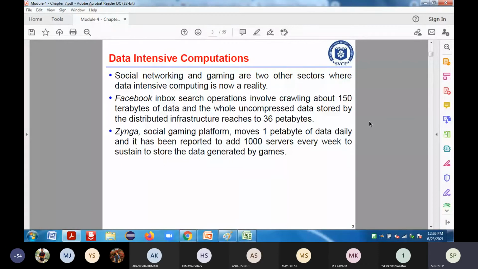Another is Zynga, which has a social gaming platform. It moves 1 petabyte of data daily, and it has been reported to add 1,000 servers every week. When the game is advertised properly, more people play that particular game, and obviously the number of servers has to be increased to accommodate that speed and computation. It has to sustain the growth and store the data generated by the games. These are some of the data intensive research issues you are going to have.